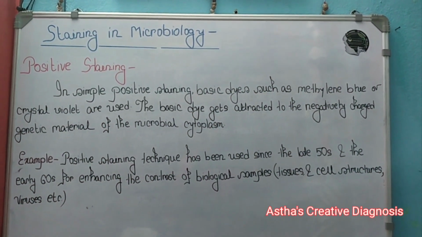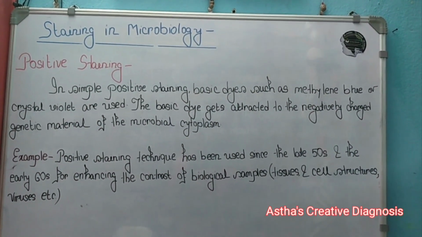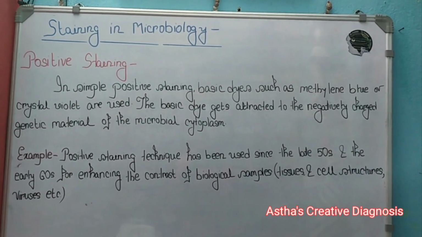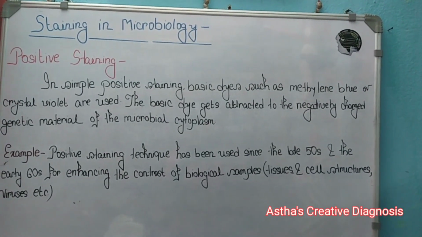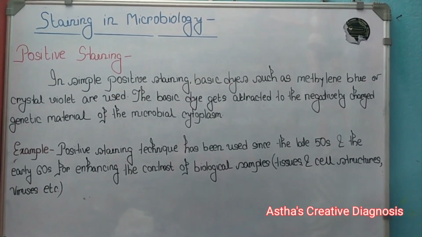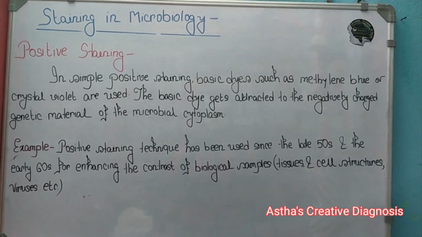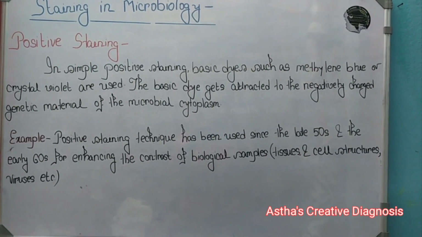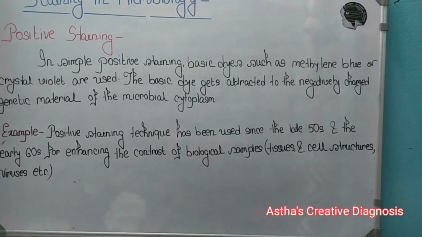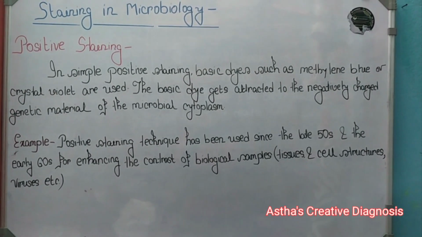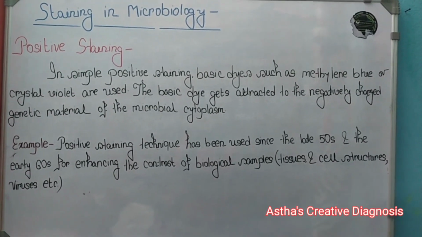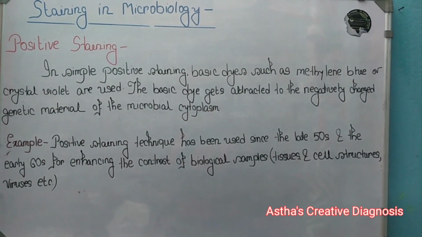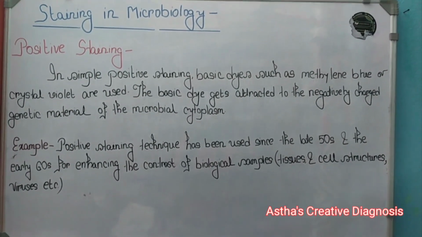Positive staining. In simple positive staining, basic dyes such as methylene blue or crystal violet are used. The basic dyes get attached to the negatively charged genetic material of the microbial cytoplasm. Example: positive staining technique has been used since the late 50s and the early 60s for enhancing the contrast of biological samples such as tissues and cell structures, viruses, etc.